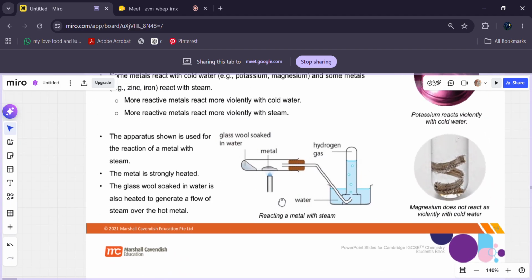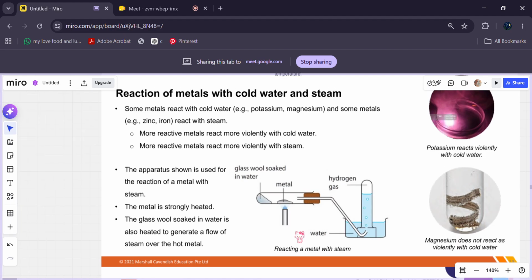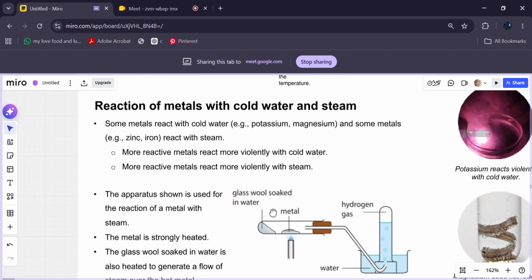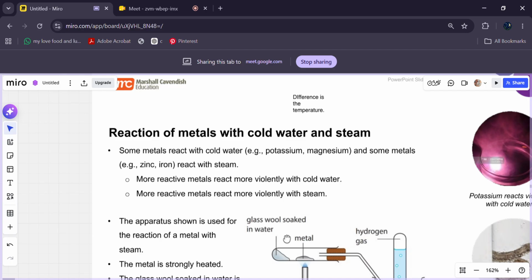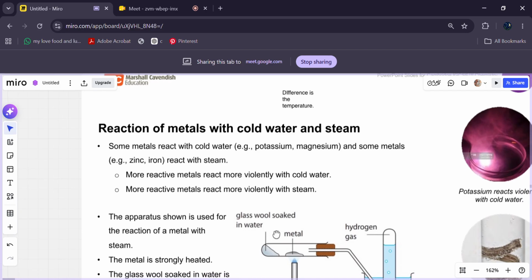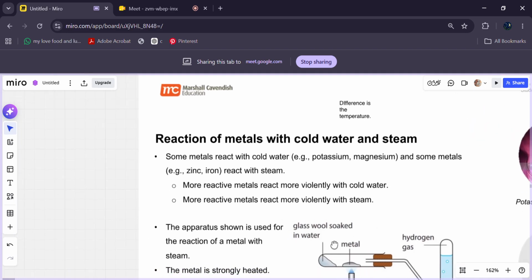When you react metals with cold water and steam, some metals, such as potassium and magnesium, react with cold water. So more reactive metals react violently with cold water. Some metals, such as zinc and iron, do not react with cold water, but react with steam. Some more reactive metals react more violently with steam.